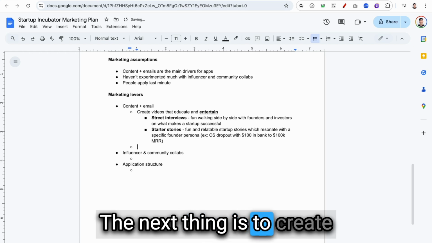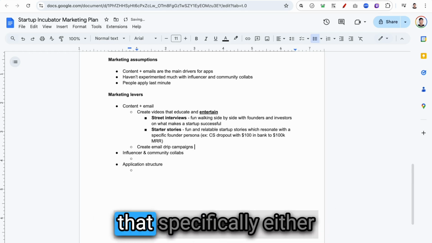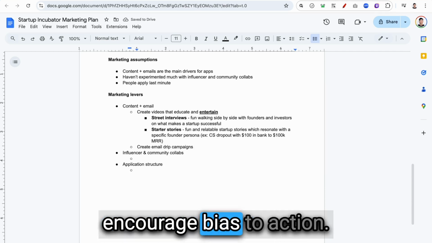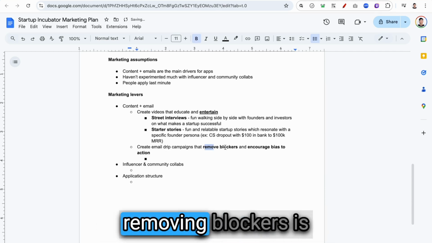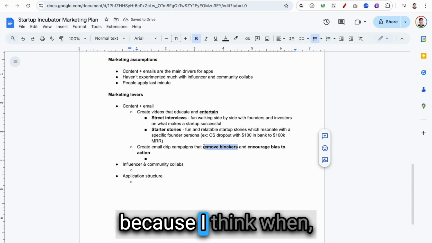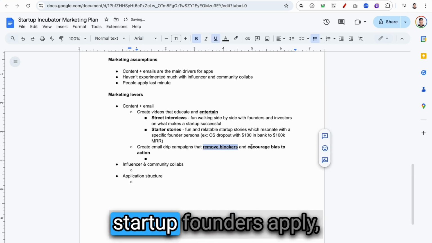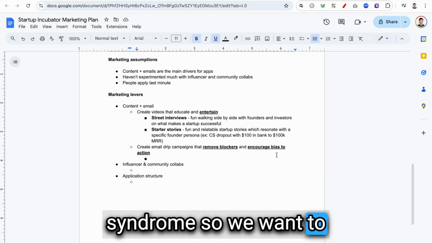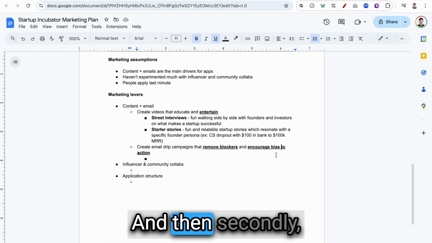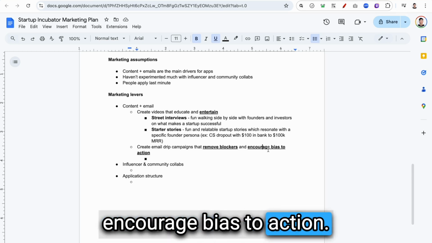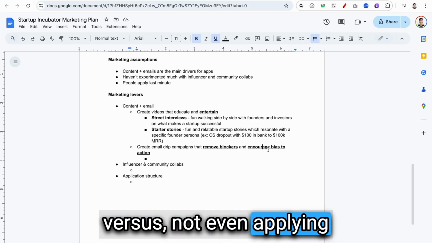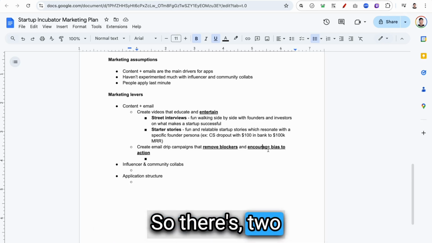The next thing is to create email drip campaigns that specifically either remove blockers or encourage buyers to action. What I mean by removing blockers is that I think when startup founders apply, they have some imposter syndrome. So we want to address those concerns. And then secondly, encourage buyers to action. We want to empower them to apply so that they apply versus not even applying because they're scared. So there's two ways to do this.